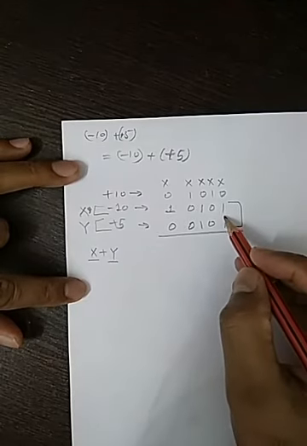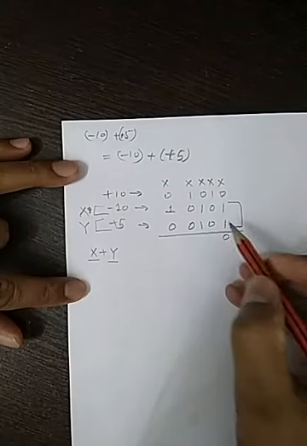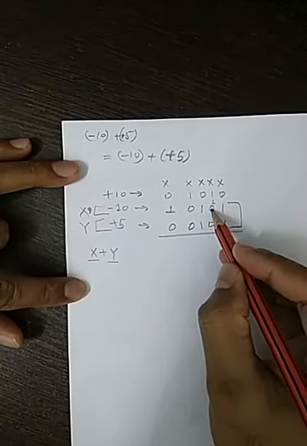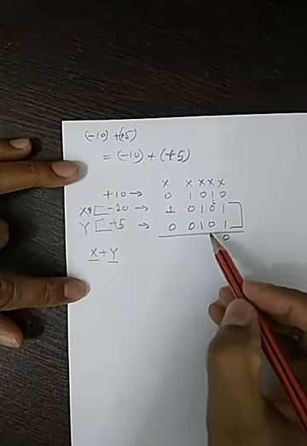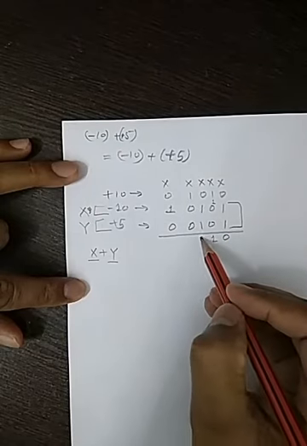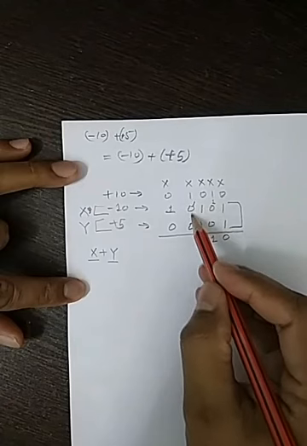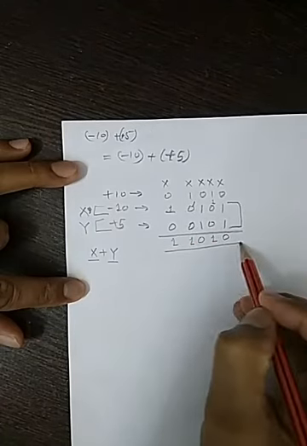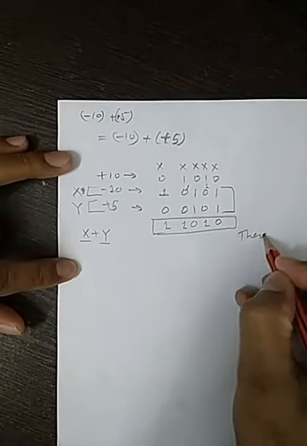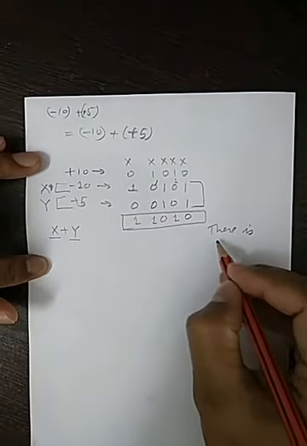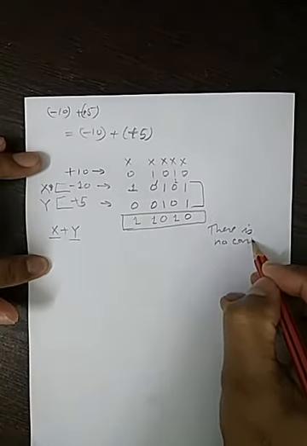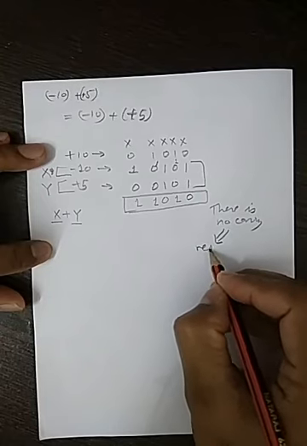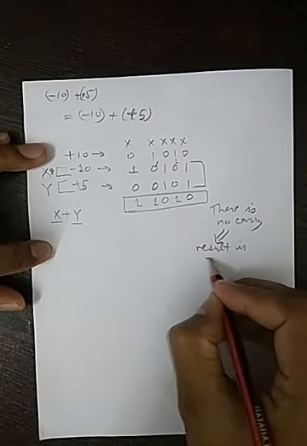So let us add these two numbers. 1 plus 1 is 0. 1 will be carry. So 1 plus 0 is 1. No carry this time. 1 plus 1, 0. 1 carry. So 1 plus 0 is 1. 1. This time we can see there is no carry. No carry. It means that this reflects that the result is negative.